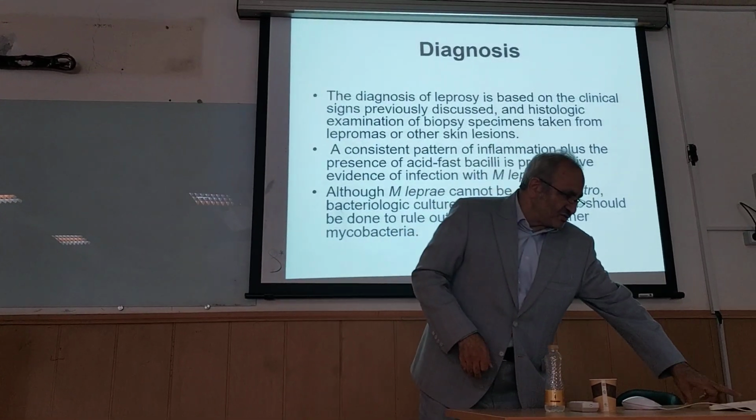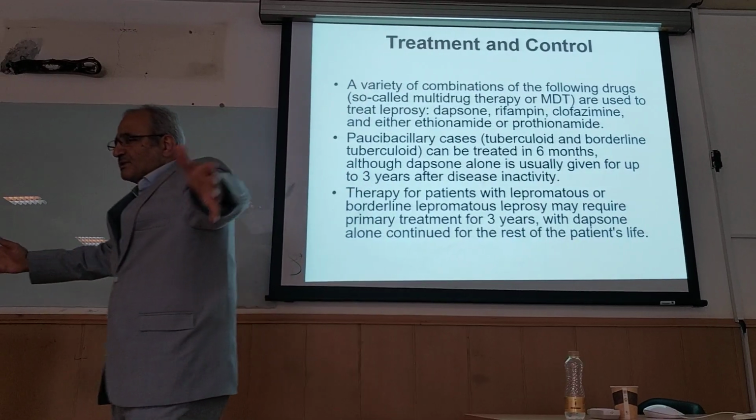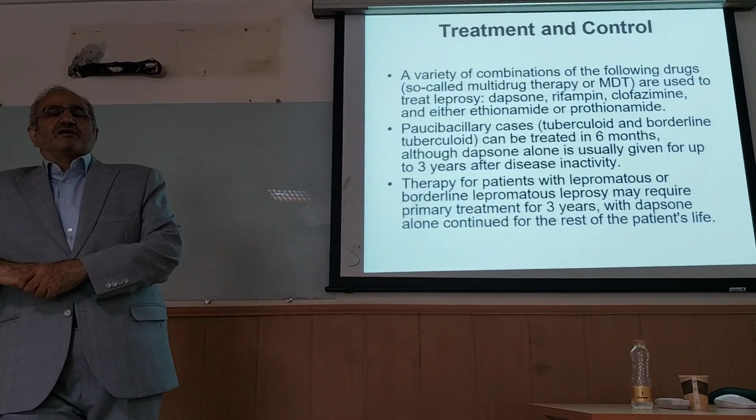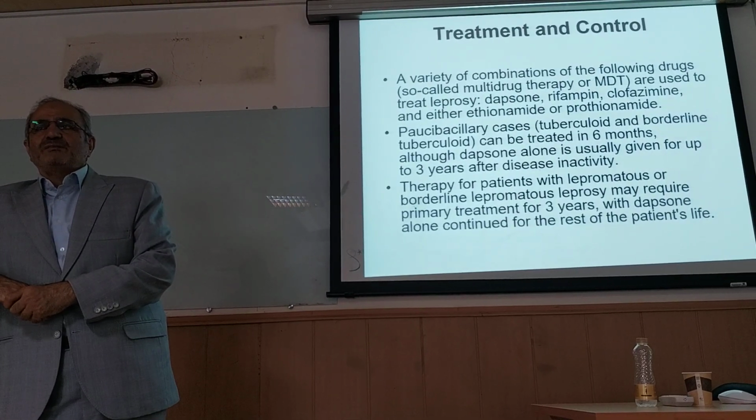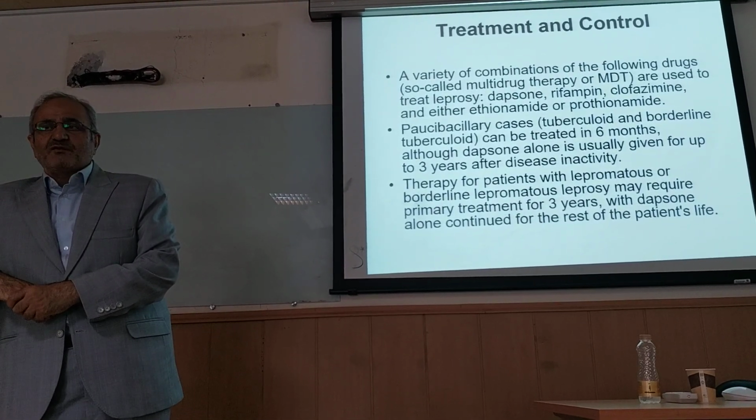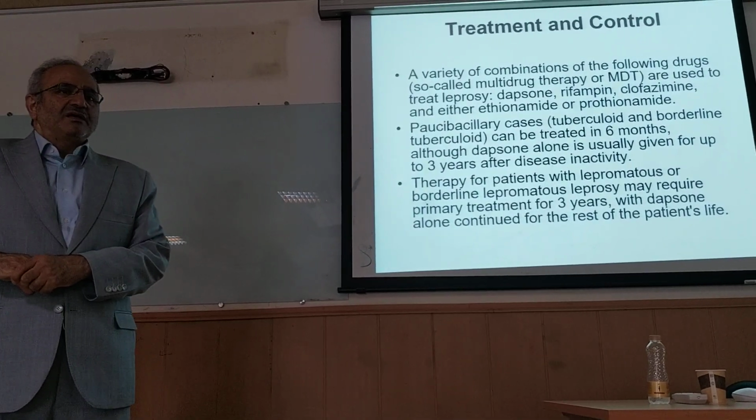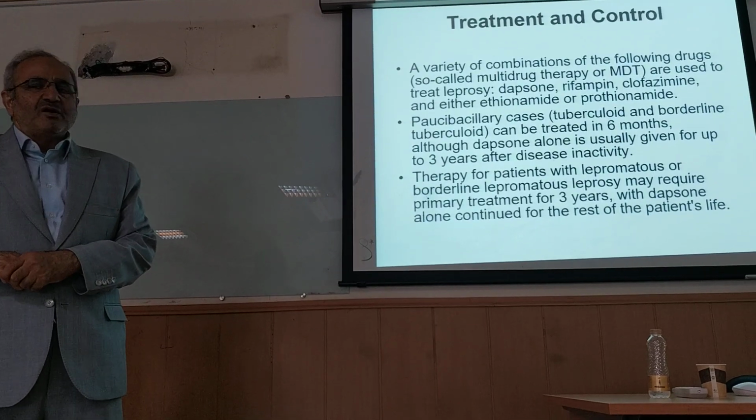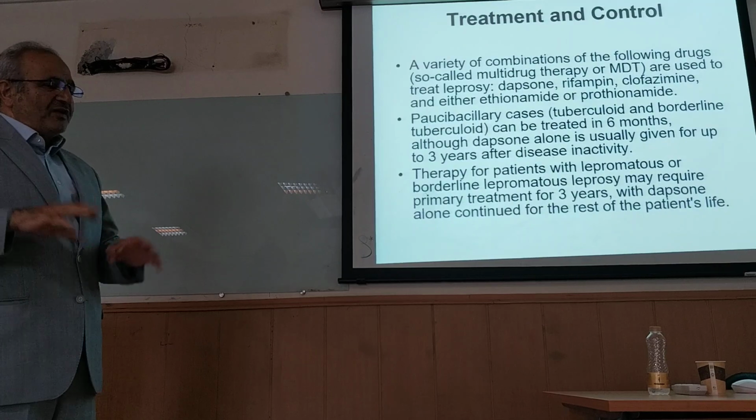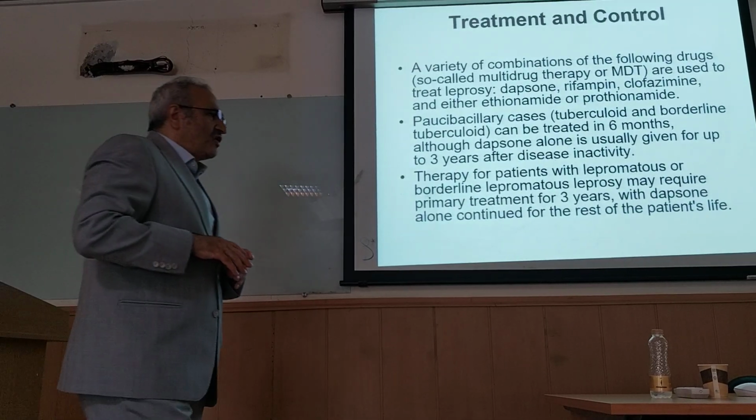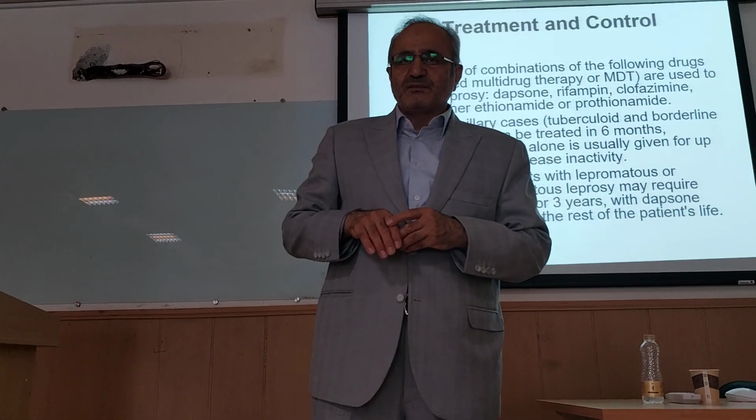And for treatment, you should know what kind of drugs. There are always questions about the medication. What kind of antibiotics or anti-mycobacterial drugs can be used? Dapsone, clofazimine, rifampin can be used, and sometimes ethionamide or prothionamide. So the differences between two forms of the disease exist in terms of duration of therapy.